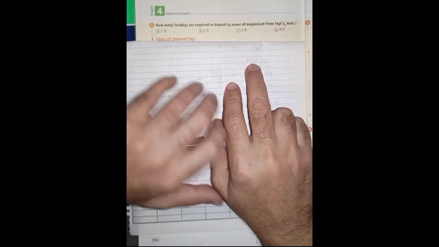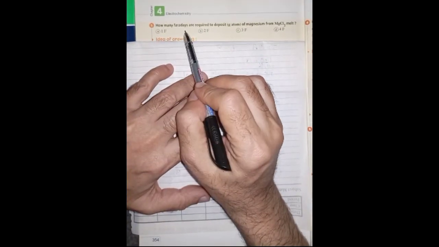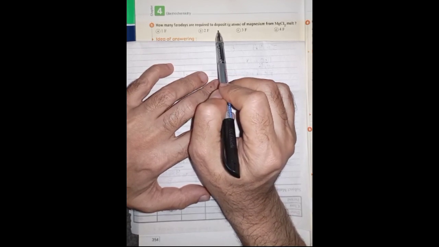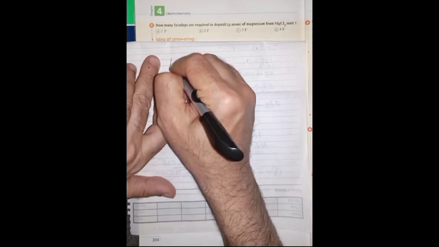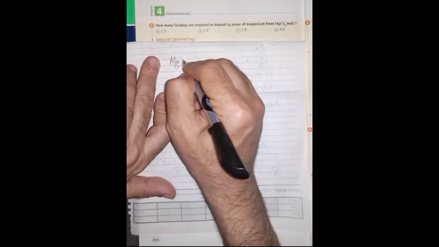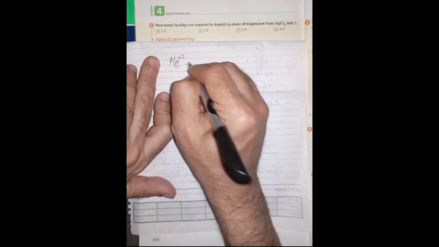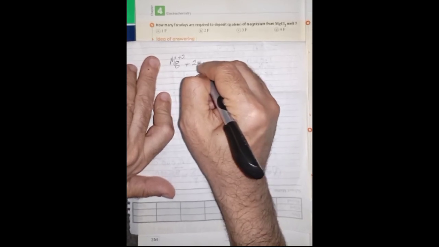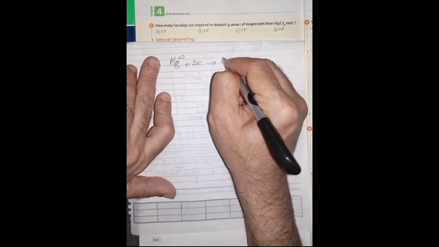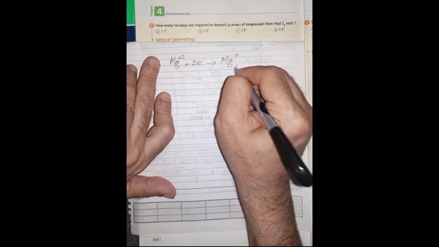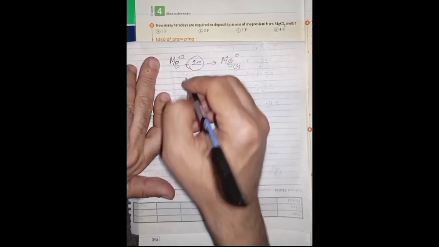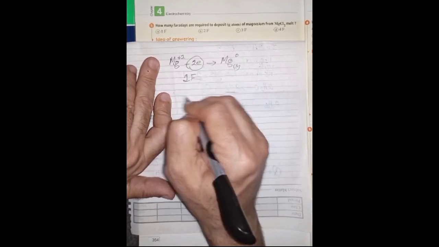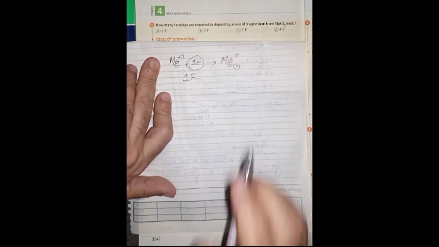Another example, how many faradays are required to deposit the atomic mass of magnesium? So the atomic mass of magnesium is 1 mole, magnesium reduced at the cathode. 1 mole of it takes 2 electrons to give magnesium 0 solid. So it requires 2 moles of electrons. It requires 2 faradays. So the correct one is 2 faradays.